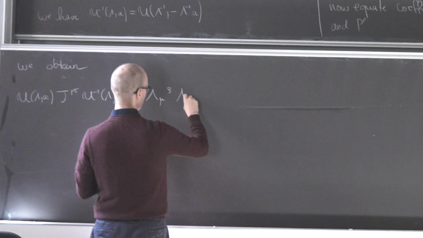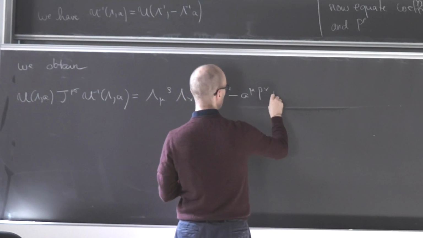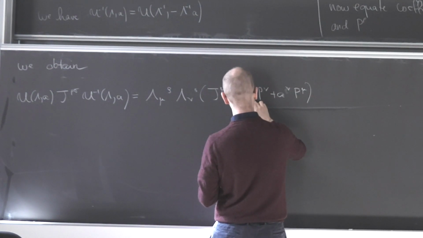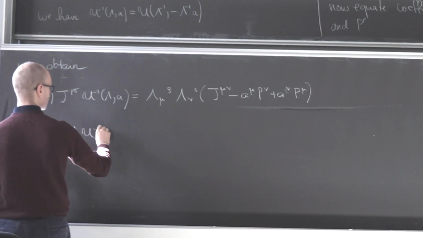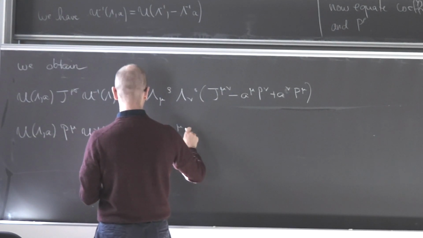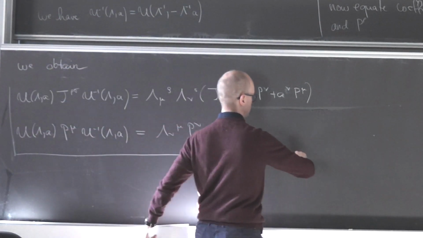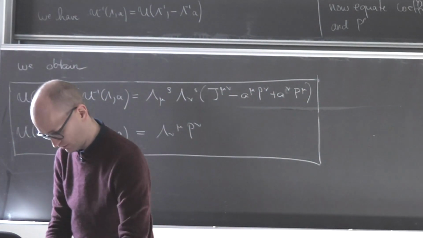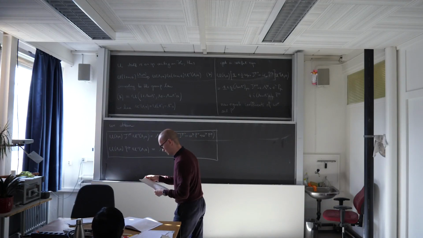lambda mu rho lambda nu sigma into J mu nu, but that's not all. Plus a mu P nu plus a nu P mu. Let me make sure I got the indices. Yep. And then U lambda a acting on P mu U inverse lambda a is just equal to lambda nu mu P nu. Let me just do one quick check because of indices and so on. Yes, that looks good.